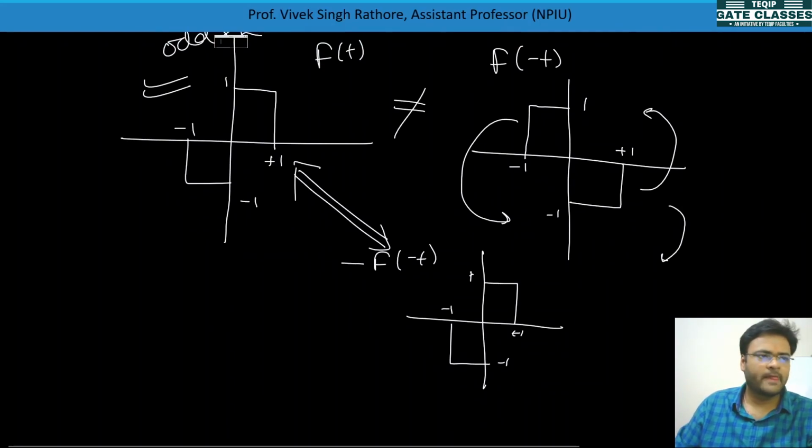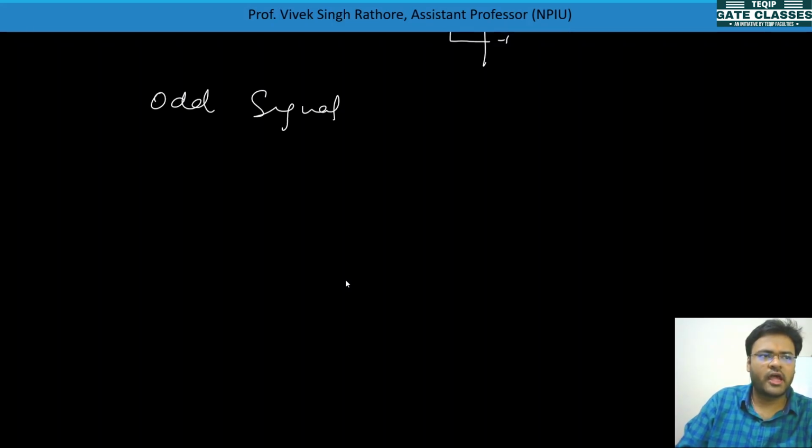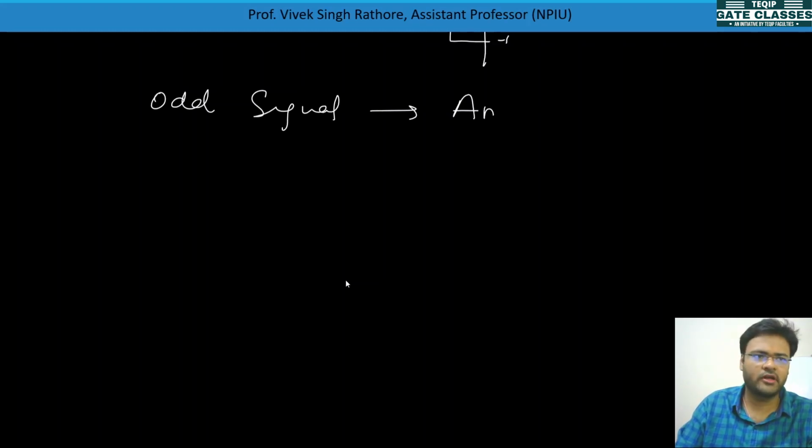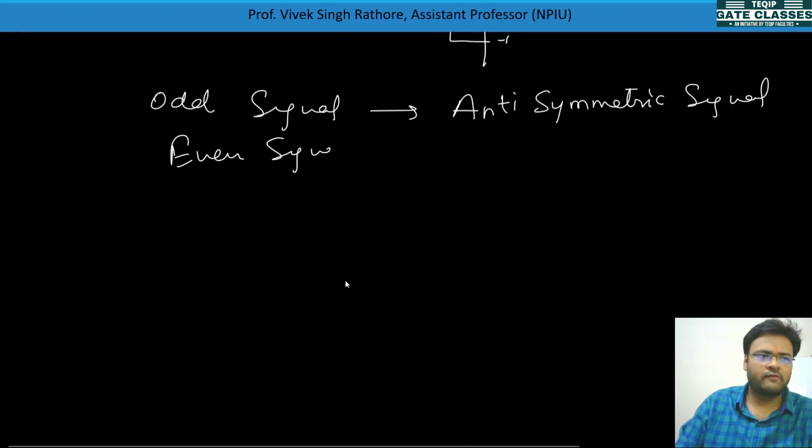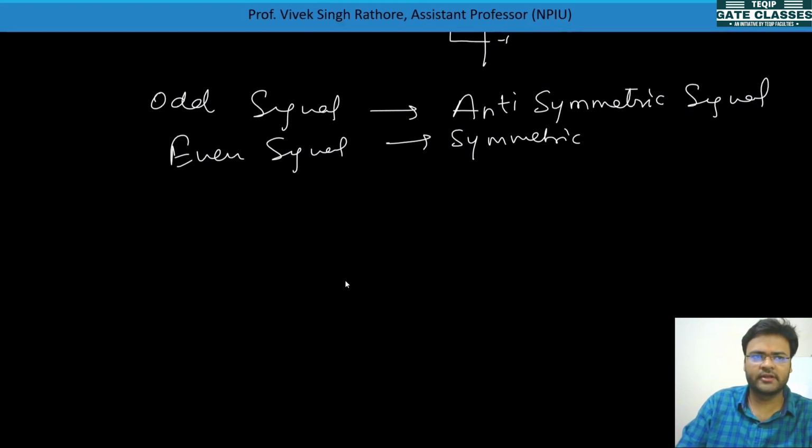So see, generally odd signals are also called anti-symmetric signals, because it doesn't satisfy the symmetric property. That's why it is called an anti-symmetric signal. And whenever we say even signal, we always say it is a symmetric signal.